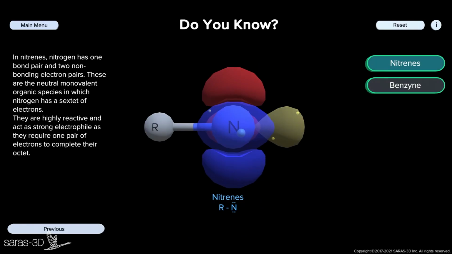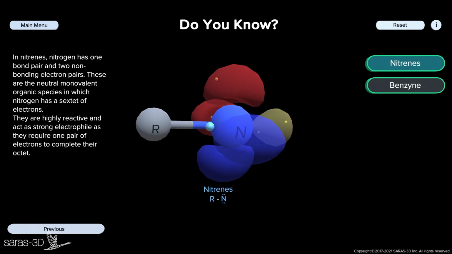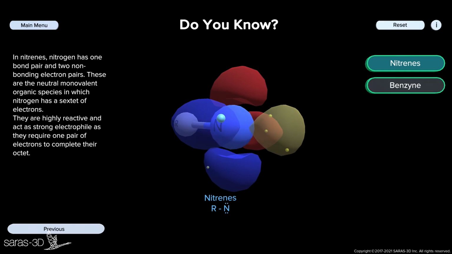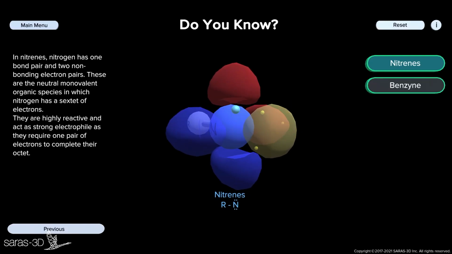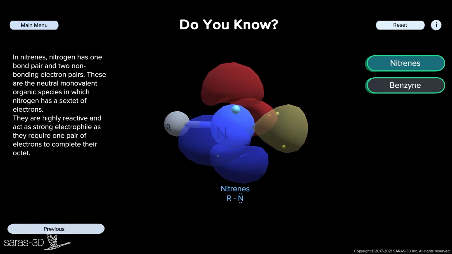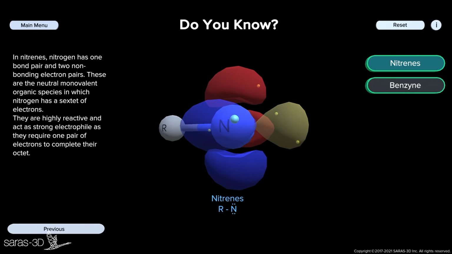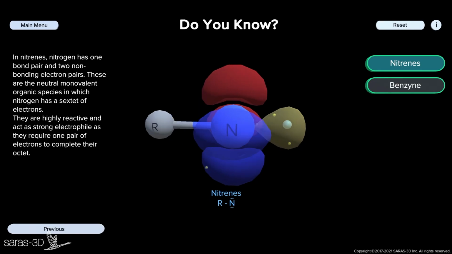Now let's take a look at the nitrenes. In nitrenes, nitrogen has one bond pair, as we can see here, and it has two non-bonding electron pairs. These are neutral monovalent organic species in which nitrogen has a sextet of electrons. What do we mean by a sextet of electrons? It means that it has got 6 electrons: 1, 2, 3, 4 and 2 here in this bond pair, which makes 4 plus 2, 6. So nitrenes are highly reactive and they can act as a strong electrophile, as they only require one pair of electrons in order to complete their octet. They are electron seeking. They need 2 electrons more to complete their octet. Alright, so this was all about nitrenes.